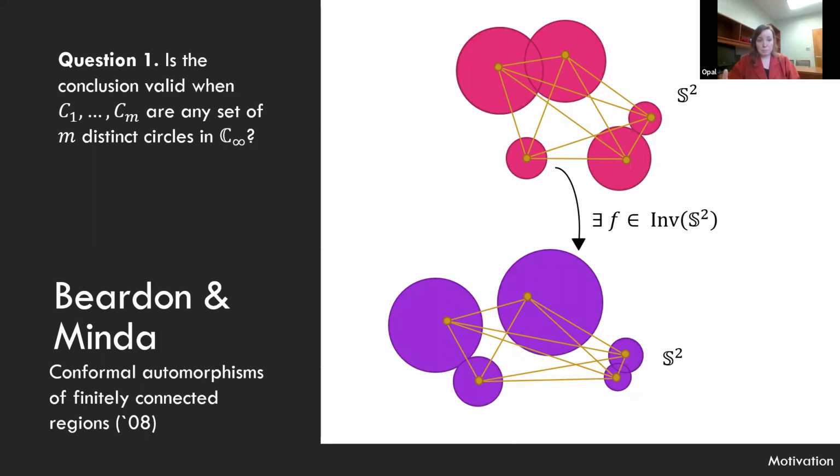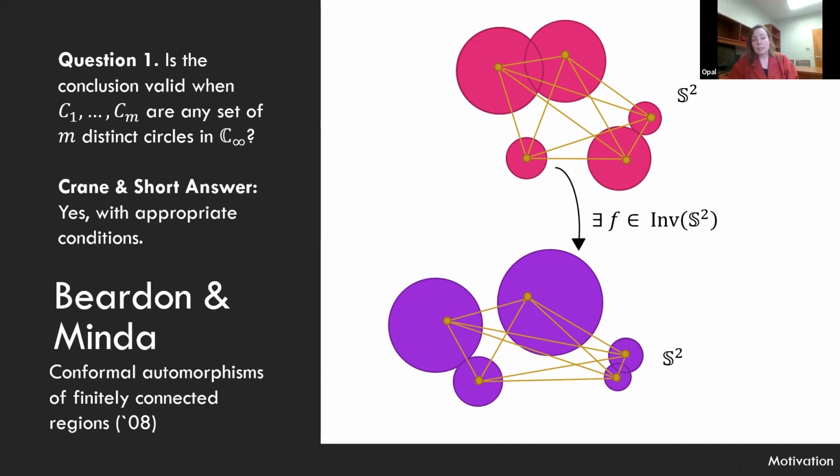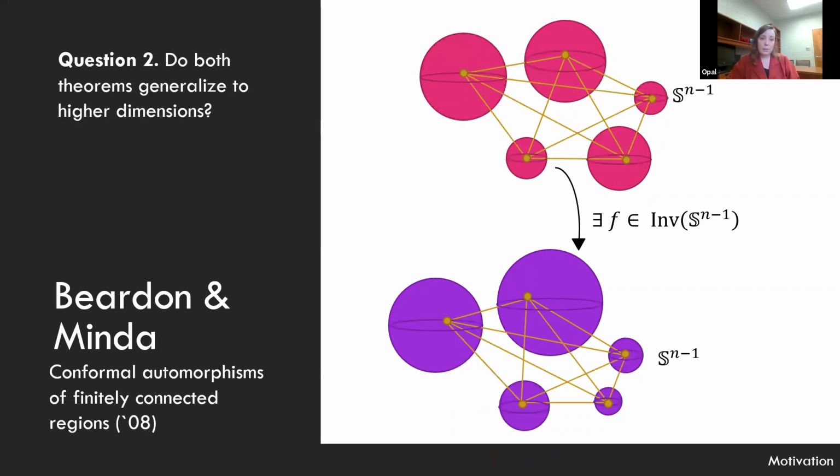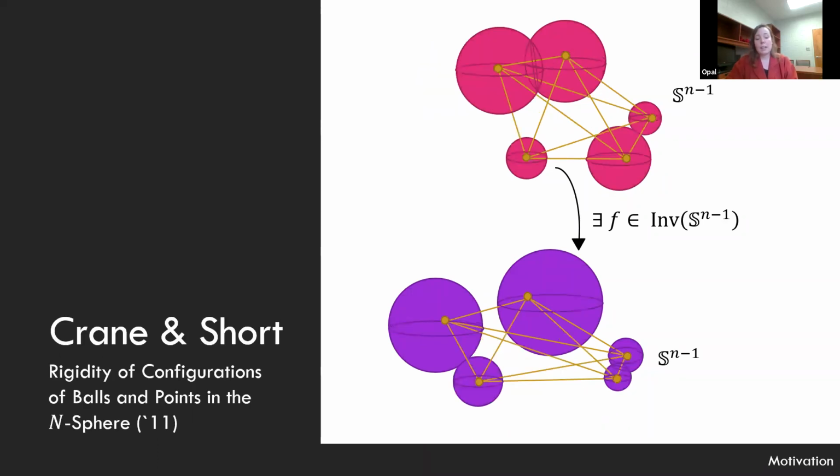They ask whether the conclusion is valid when the circles that you're looking at are allowed to do whatever, meaning intersect, be disjoint, or be tangent. And Crane and Short answer this, saying that yes, as long as you have appropriate conditions met, you do have rigidity. And the other question they ask is whether or not both theorems generalize to higher dimensions. And again, Crane and Short answer yes. They tackle these questions in their paper Rigidity of Configurations of Balls and Points in the N-sphere.